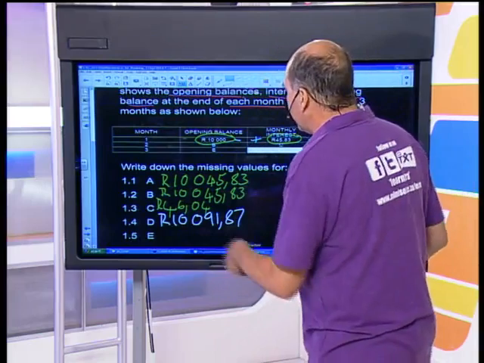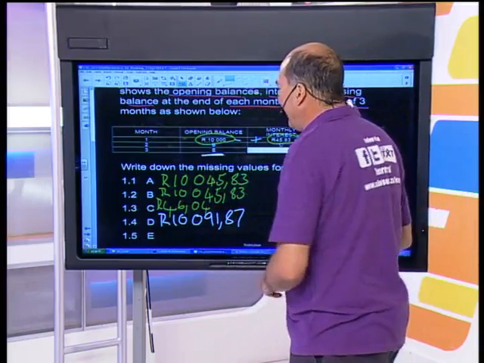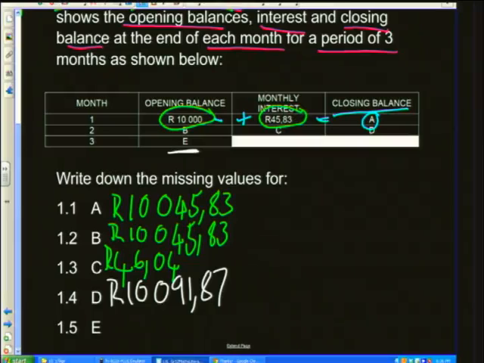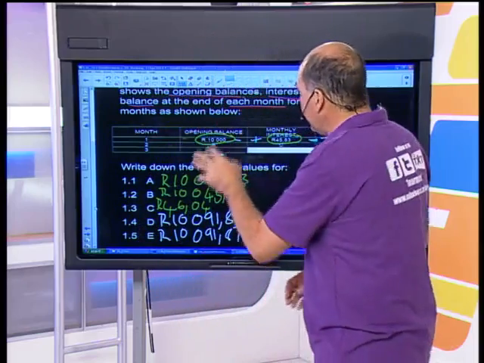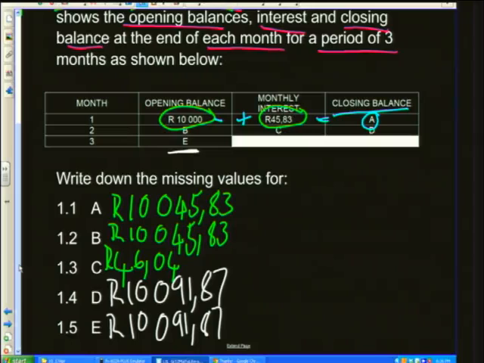So what's the answer for E? What's the opening balance at the beginning of the third month? Well, it's the same as the closing balance at the end of the second month. It's 10,091.87. Okay. So I hope that you've got that. I hope it's making sense to you, that you can see exactly what's going on here. That with compound interest and with taking loans and investments, things grow. And it's very important that we understand opening balance, interest, and closing balance.